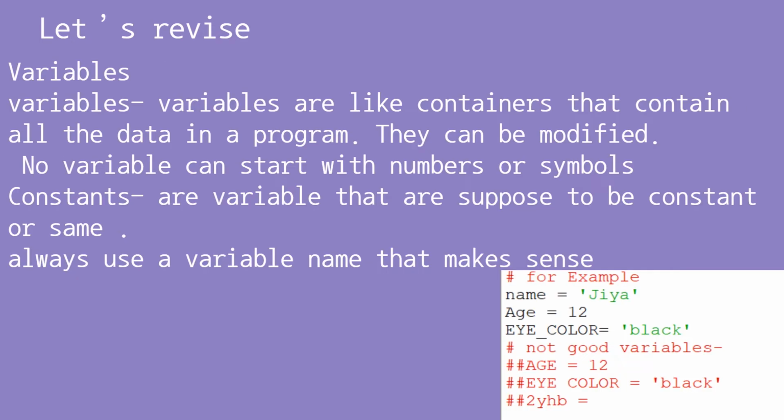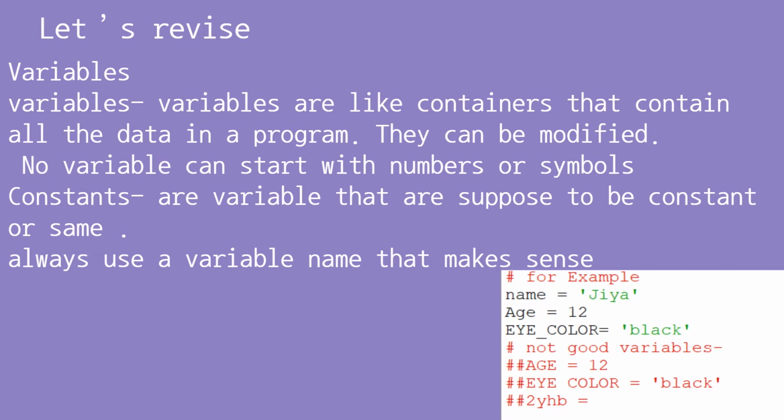So let's go next. Variables. Variables are like containers. They contain all the data in a program. They can be modified. No variable can start with a number or symbol. Constants are variables that are supposed to be constant or the same. We always have to use a variable name that makes sense.